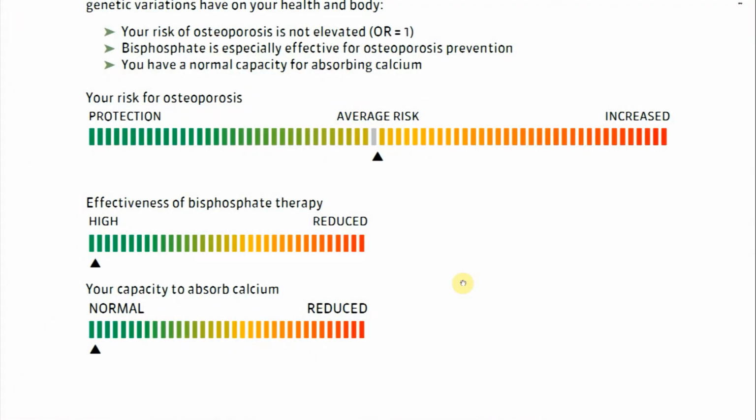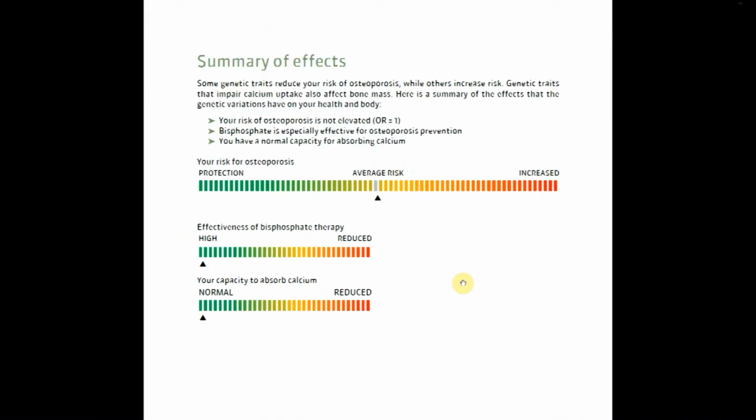Then another thing is when you go to your doctor and he sees that you have a reduced bone mineral density, there are a number of drugs, and one of them is bisphosphonate. And here you can see what the likely response of your body is. For some people, this drug responds quite well. For others, it responds less well. And then the next thing, the capacity to absorb calcium. And now I need to go back here.